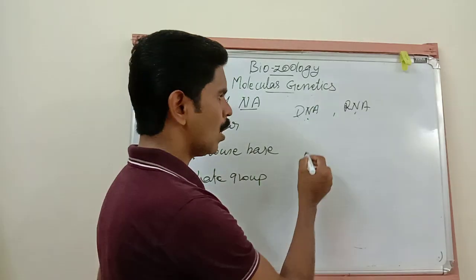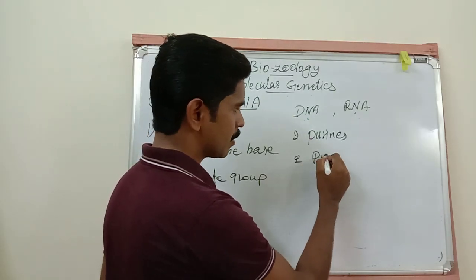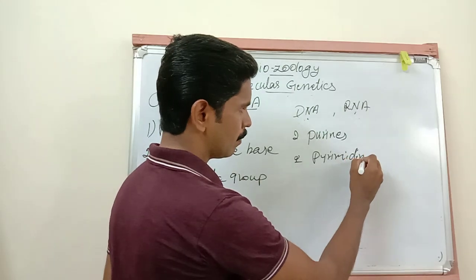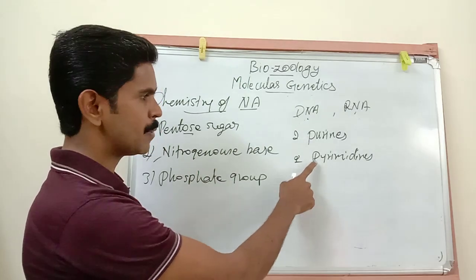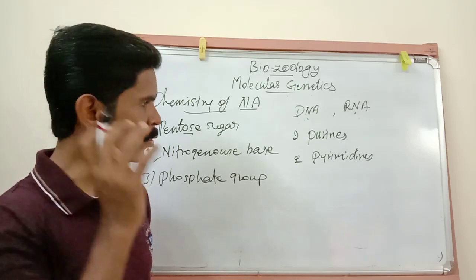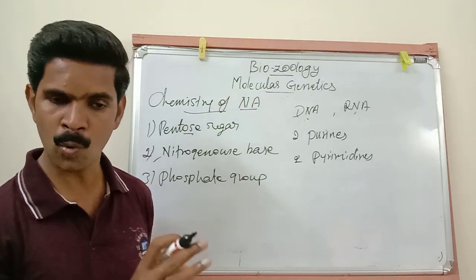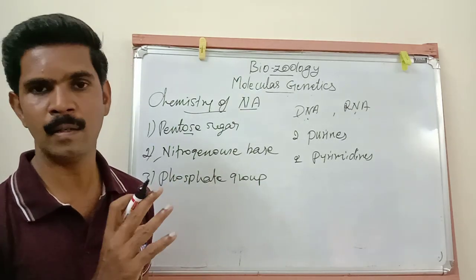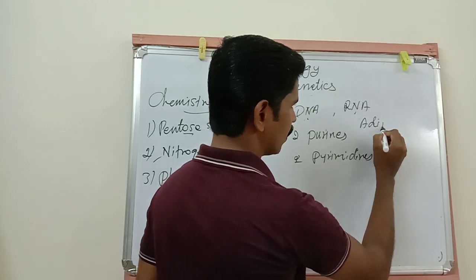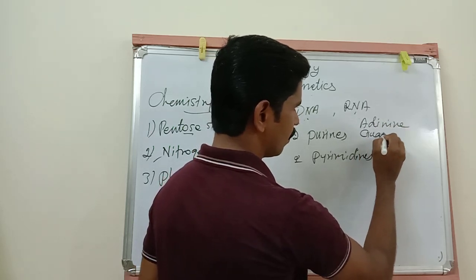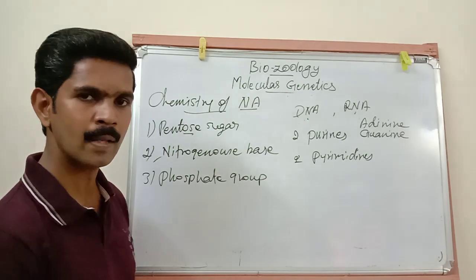Two are called purines and two are called pyrimidines. So two purine nitrogenous bases and two pyrimidine nitrogenous bases are present in the nucleic acid. Listen very carefully. There are four nitrogenous bases in nucleic acid. Two are called purines and two are called what? Pyrimidines. Understand? Then adenine and guanine, these two are the purines.